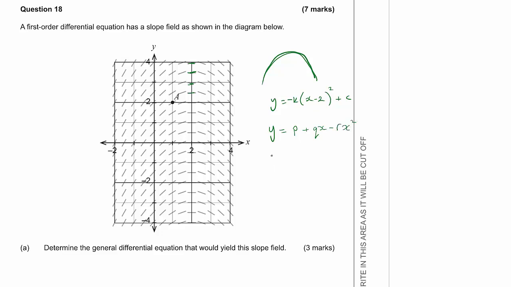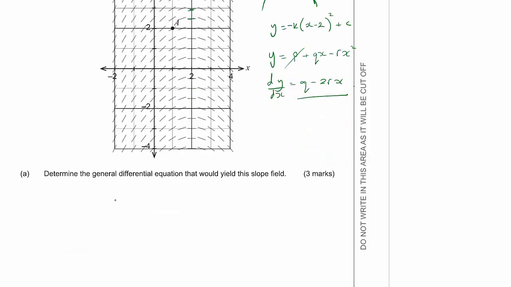Now if we differentiate that, this constant would disappear, and so we'll get something of the form q take away 2rx, so something linear. So I would probably state this as dy/dx is equal to a minus bx.